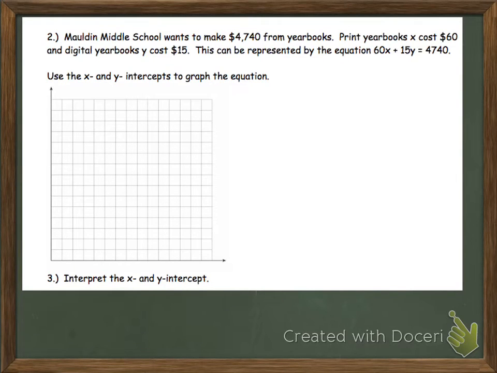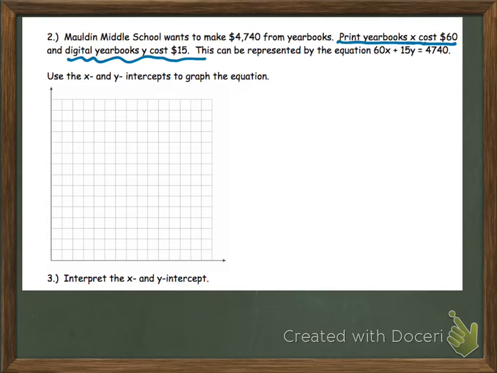So we're looking at Malden Middle School wants to make $4,740 from yearbooks, and they have print yearbooks for $60, and that's x, and digital yearbooks for $15 are y, and so that's the equation: 60x plus 15y equals 4,740. So you've got $60 for each print one, $15 for each digital, and you're looking for that total that they're aiming to get.